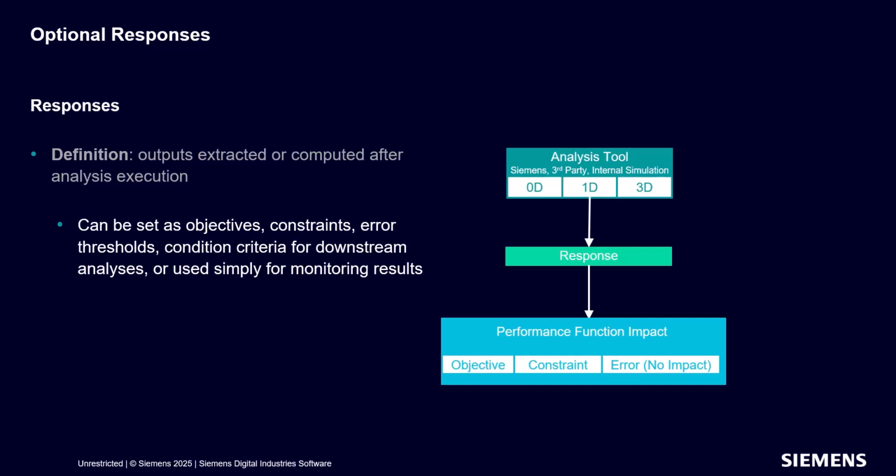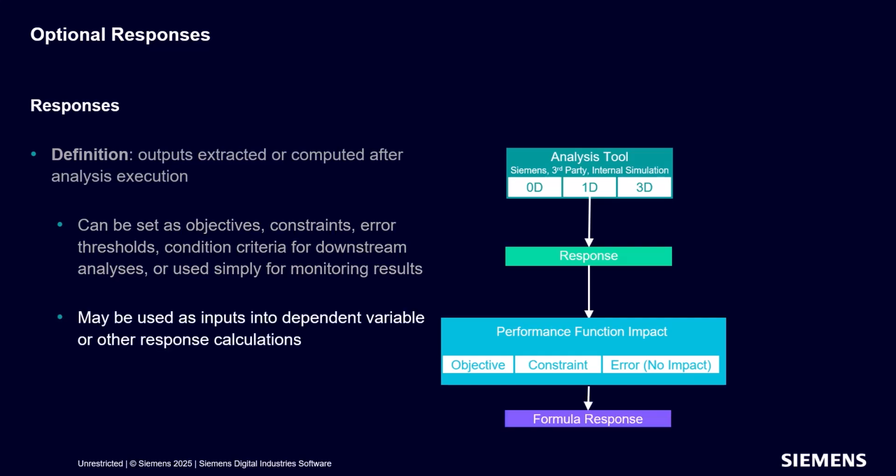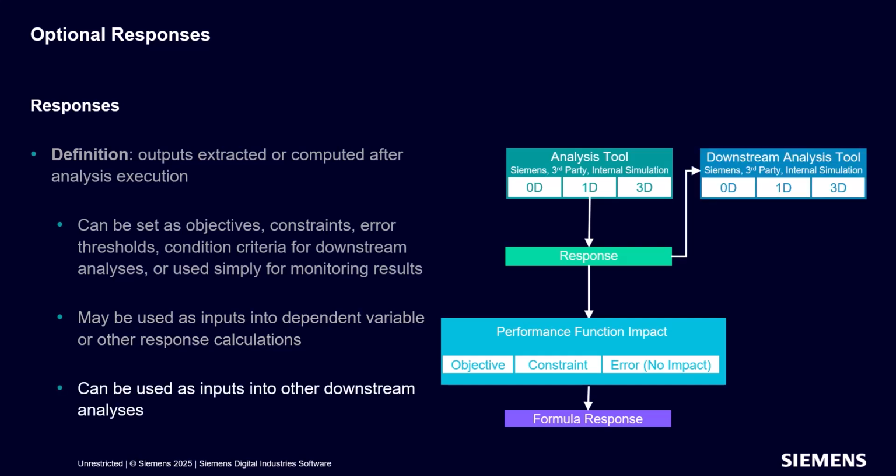Responses can be used to define the goals of the study via designation as objectives or constraints, can be used to specify error thresholds, can be used for condition criteria in downstream analyses, or can be used simply for monitoring results. Additionally, responses can be used as inputs into dependent variable calculations or formula-based response computations. Lastly, responses can be used as input into downstream analysis.